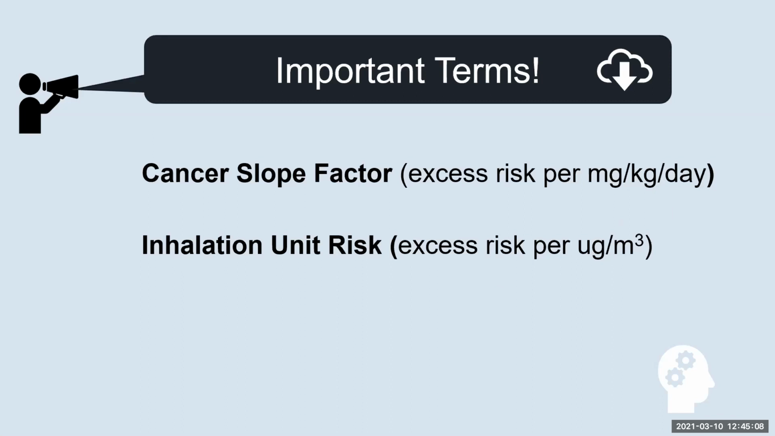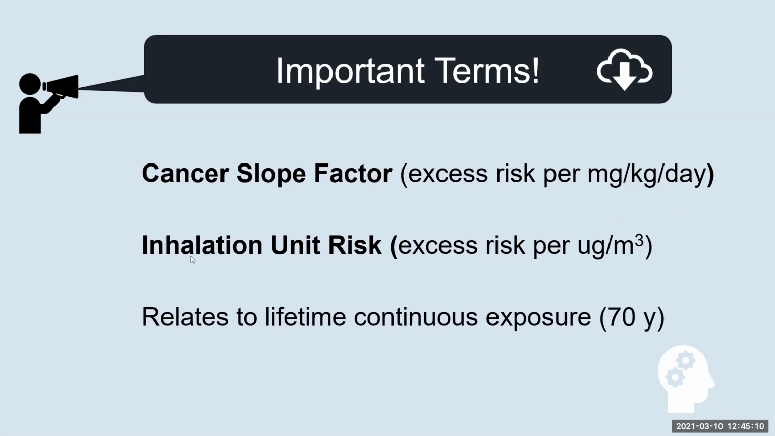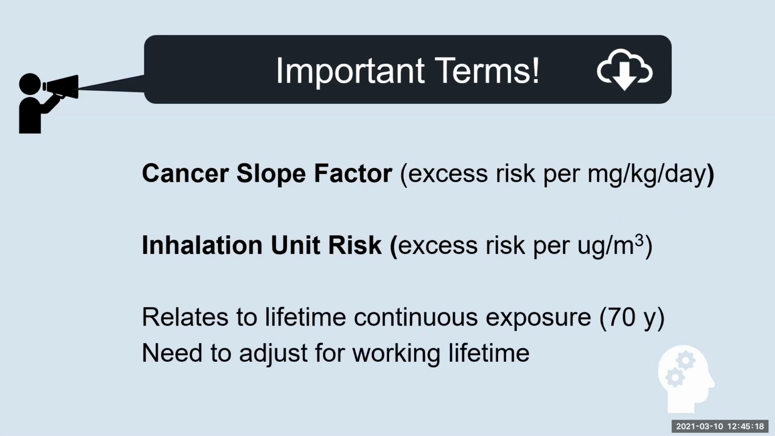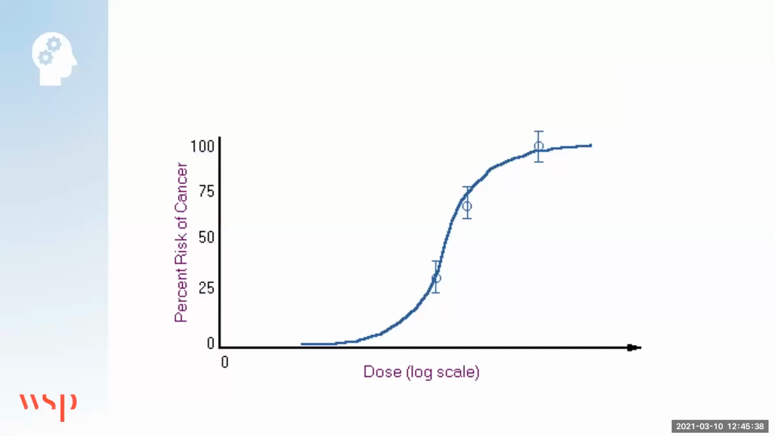When the US EPA derived these, they related to lifetime continuous exposure. That's a 70 year average lifetime. We need to adjust for a working lifetime, which I think is 40 years, 8 hours a day, and some other factors, but we'll talk about that in a second. The next slide discusses the slope factors and how they're derived.